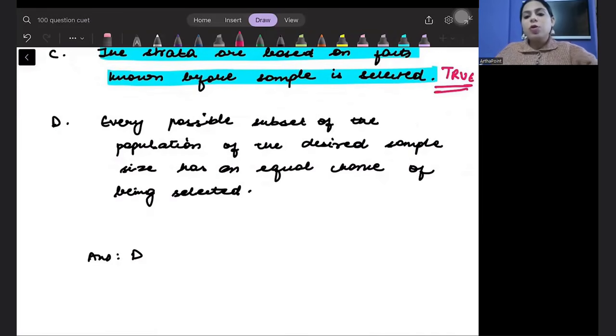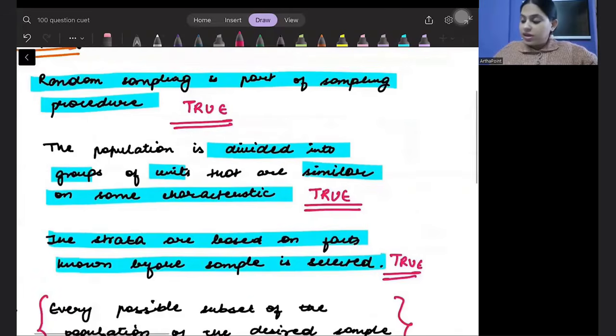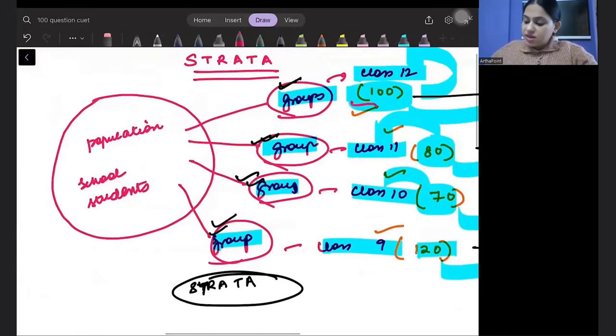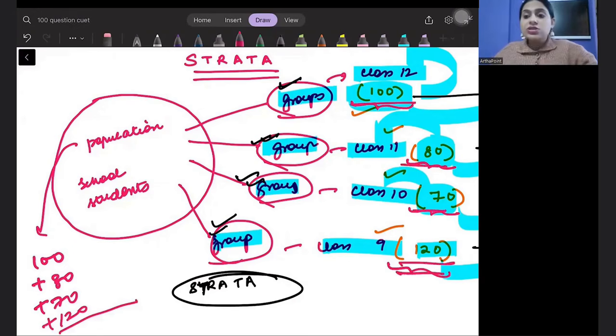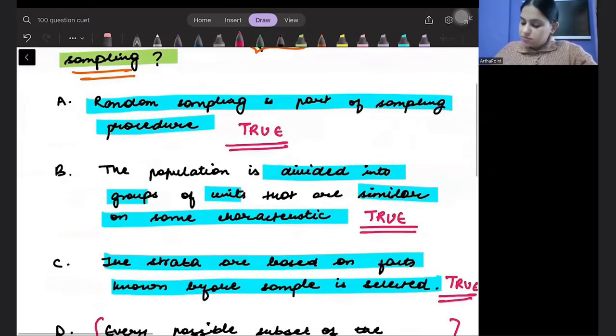Yes beta, read the next statement. Every possible subset of the population of the desired sample size has an equal chance of being selected. This is not true. Does every possible subset have equal chances of being selected? Here this group had 100 students, this one 80, this one 70, this one 120. So my total population is 100 plus 80 plus 70 plus 120. So their chances cannot be equal because the strata size is not the same. So this statement is false.